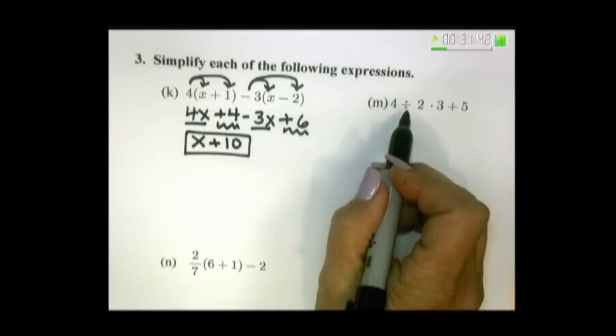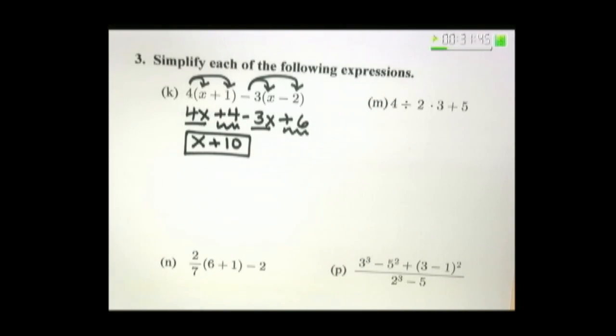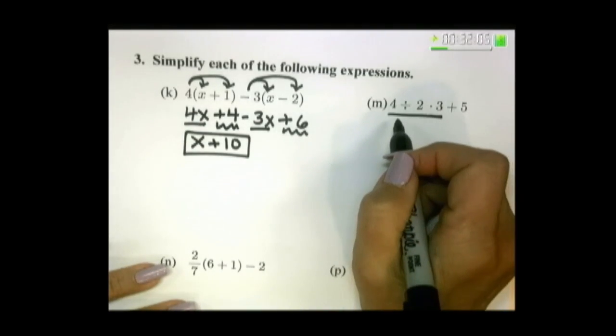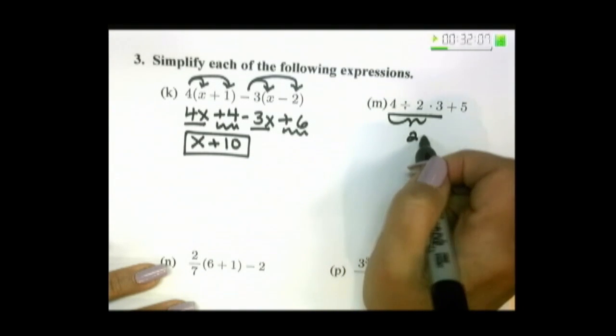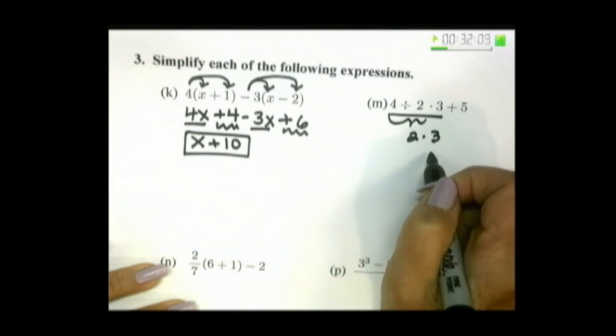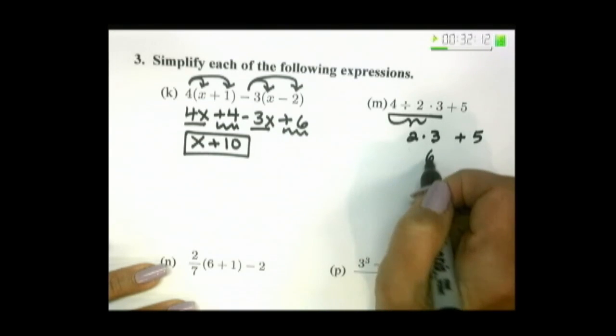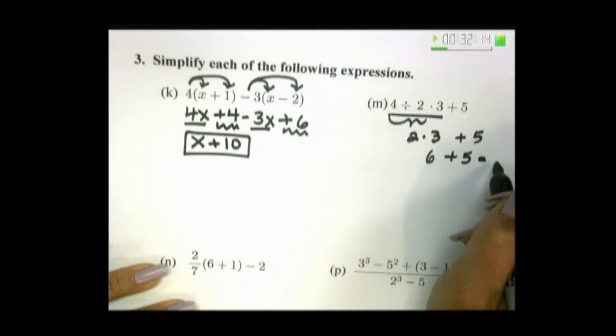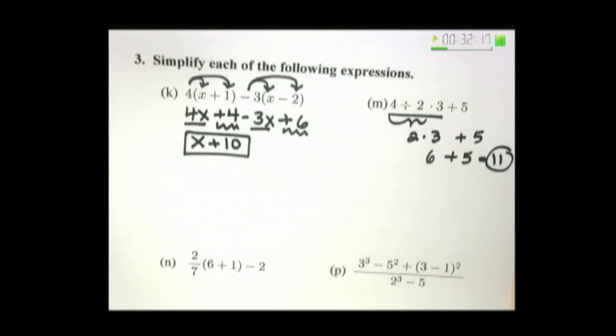Looking at M, I have division, I have multiplication, and I have addition. Oh good, addition is at the end, because multiplication and division are more important than addition and subtraction. But multiplication doesn't come before division. This part is all multiplication and division, so I will work it from left to right. So 4 divided by 2 is 2, and 2 times 3 is 6. So 6 plus 5 is 11.